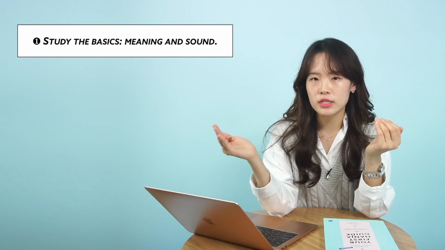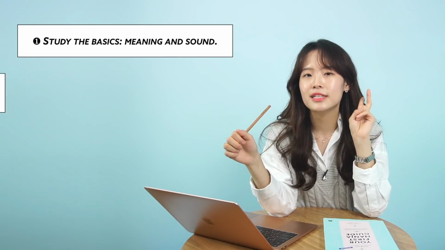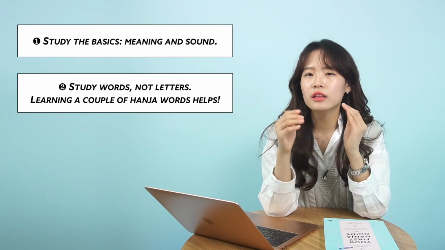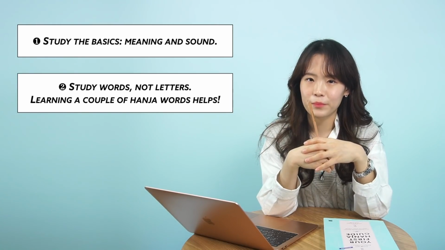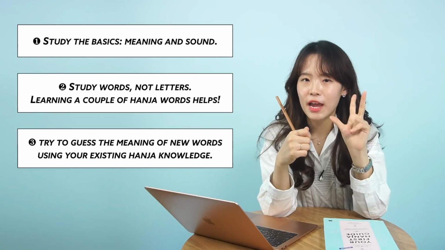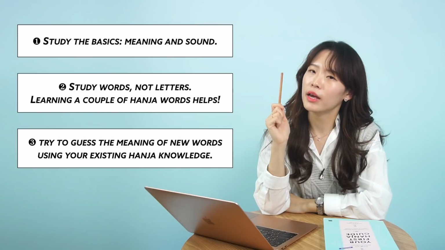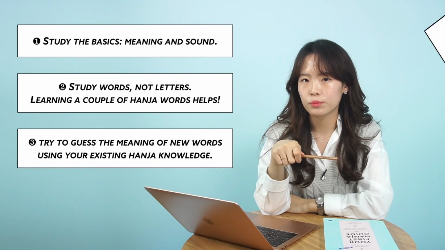Okay, let's recap the 3 steps. First, 첫 번째예요. Study the basic meanings and pronunciation of Hanja. Second, study words that include the Hanja character and learn at least a couple of them. Third, 세 번째, whenever you encounter a new word, try to guess its meaning based on the Hanja characters you know. Learning a new Hanja character is like adding a new brick to build your own castle of Korean vocabulary.